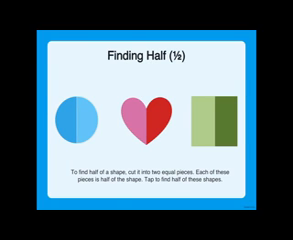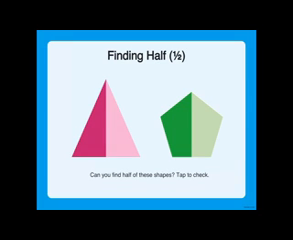To find half of a shape, we cut it into two equal parts. Now that's a very important word, equal. They have to be the same. So though these shapes are all different, each of them have been able to be cut in half. The same with these shapes.